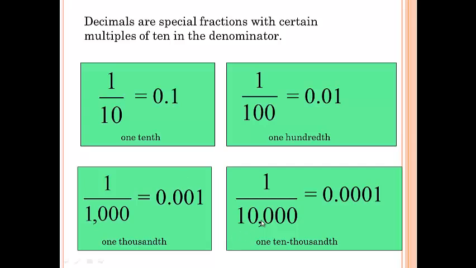1 over 10,000, so it's called 1/10,000th, and so on. How to write it? How many moves? 1, 2, 3, 4. So our point should have 4 digits in front of it. Okay.